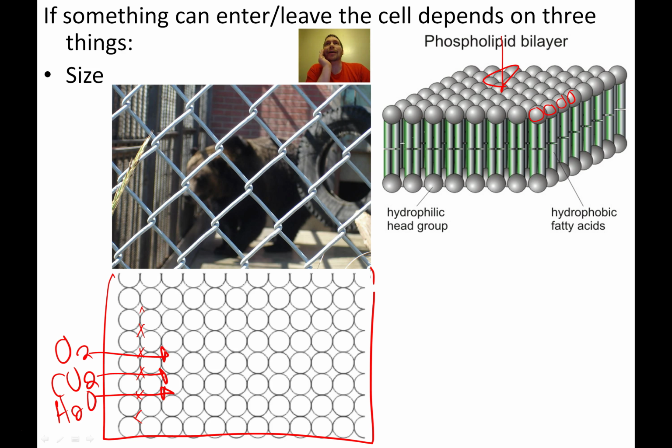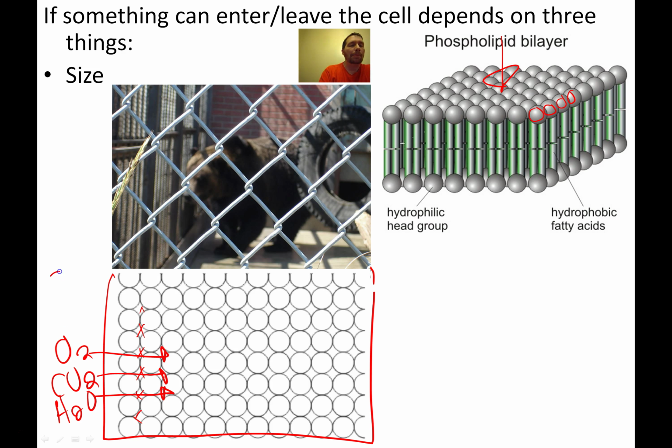So that's what I mean when I say that it's a little bit more complex than saying that the cell membrane controls what goes in and out of the cell. The cell membrane has no control over carbon dioxide, oxygen, or water. These things go in and out of the cell, and there's nothing the cell membrane can do about it.